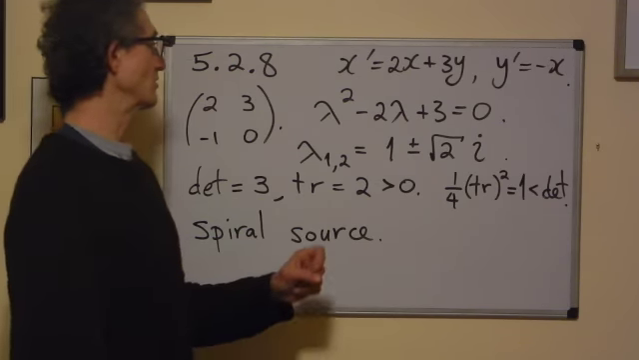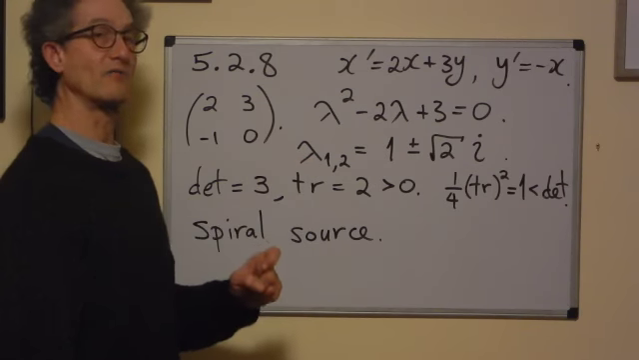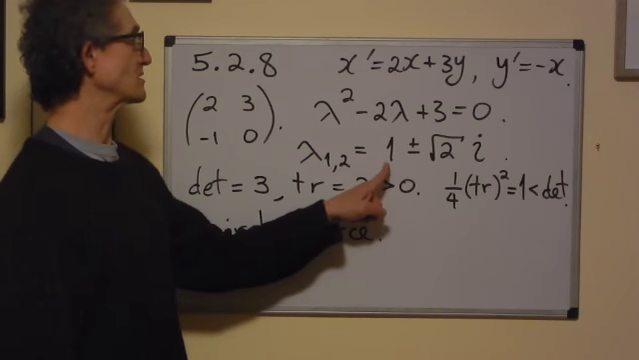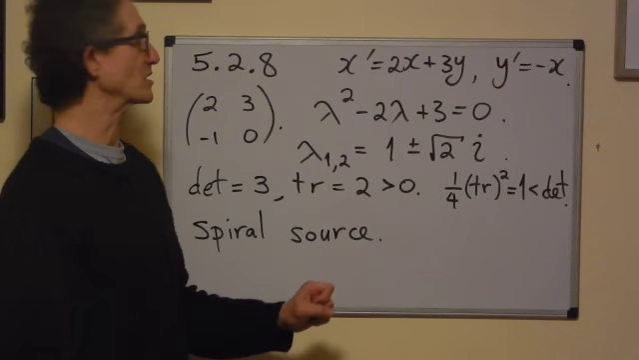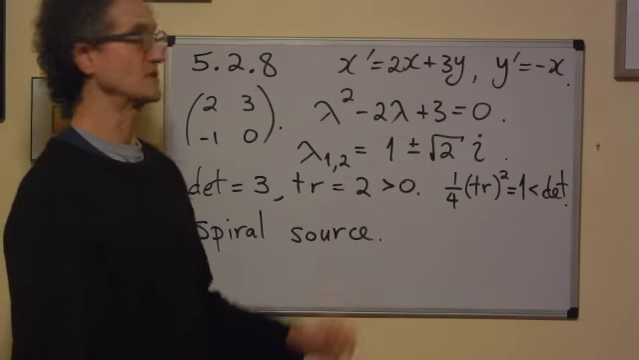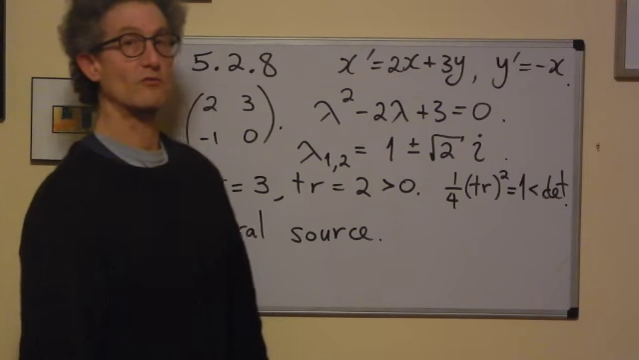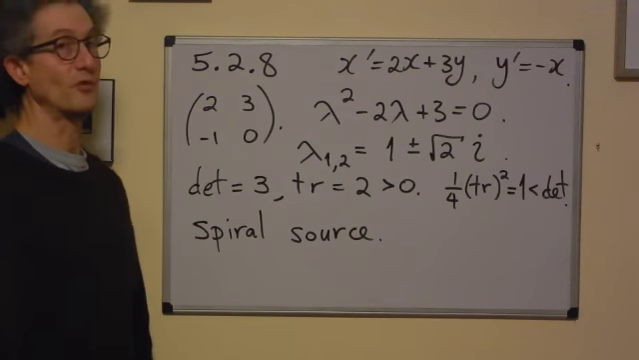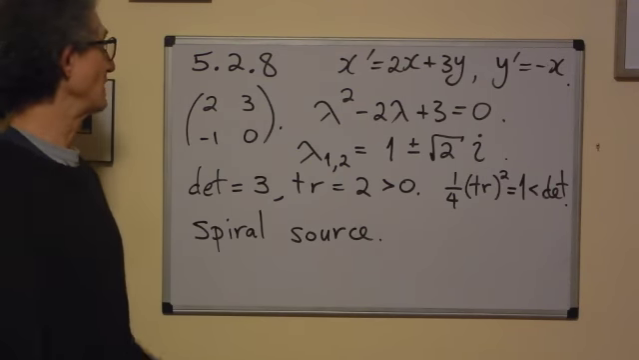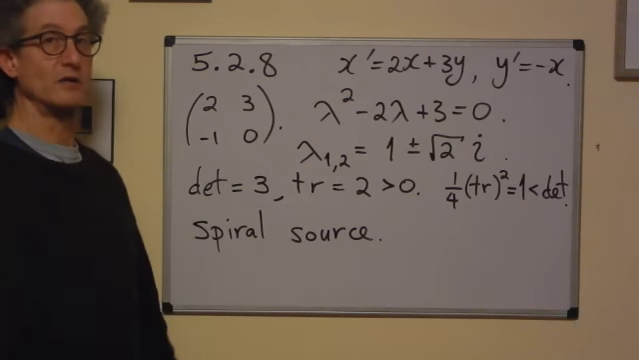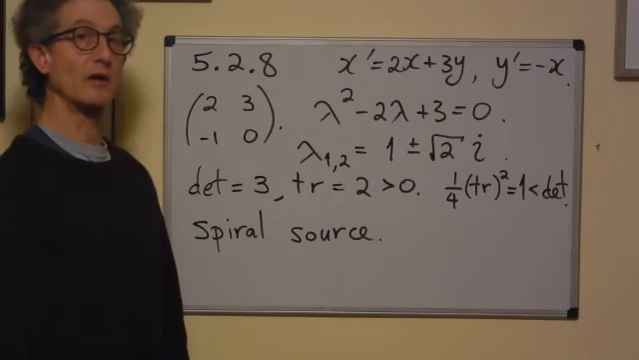In fact, you could see that just from the eigenvalue itself. This says there's an e to the t factor, so there's an expansion, and this tells us that it's spiraling. Let's draw a bit of the phase portrait for this to see which direction the spiraling goes.